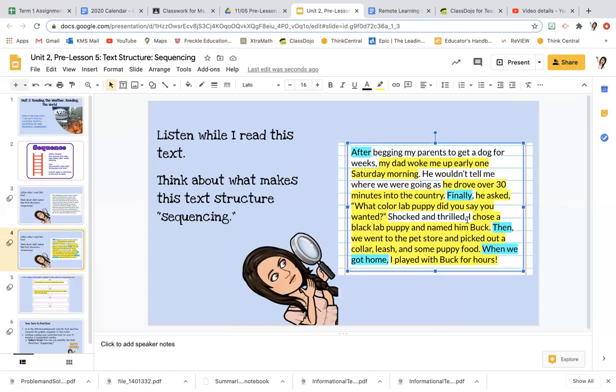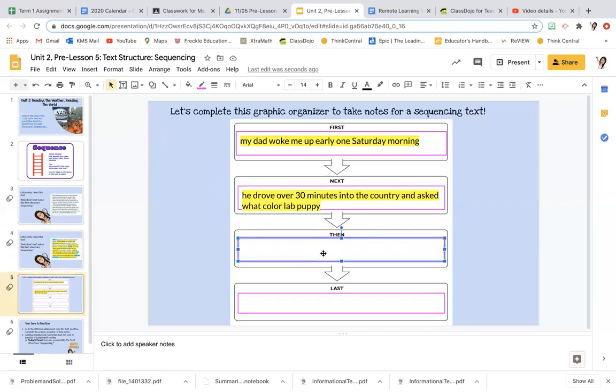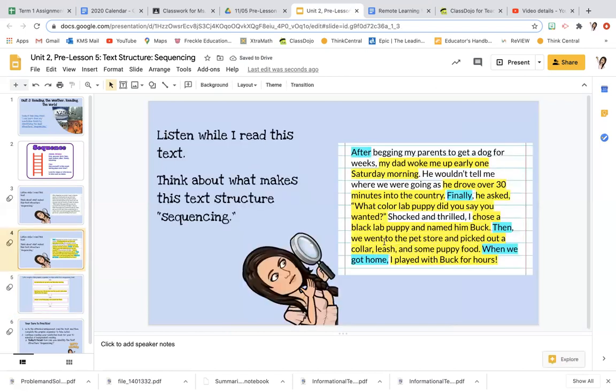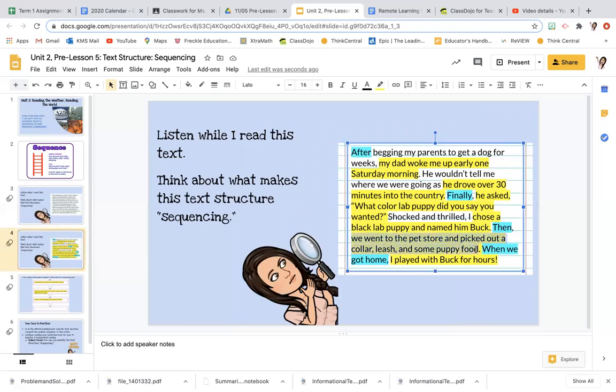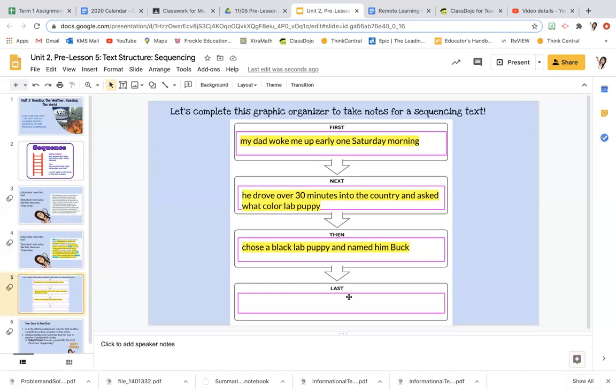After that, it says, I chose a black lab puppy and named it Buck. So I'll take that and put it in the next box. Chose a black puppy, named it Buck. And then what did they do after that? They went to a pet store to pick out a collar, leash, and some puppy food. So we'll highlight that. That comes after it.